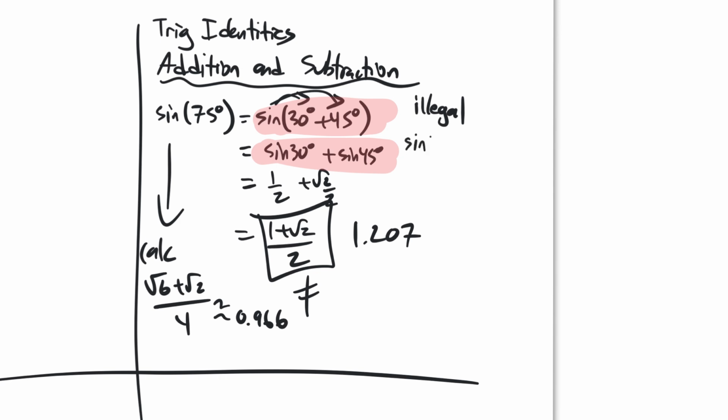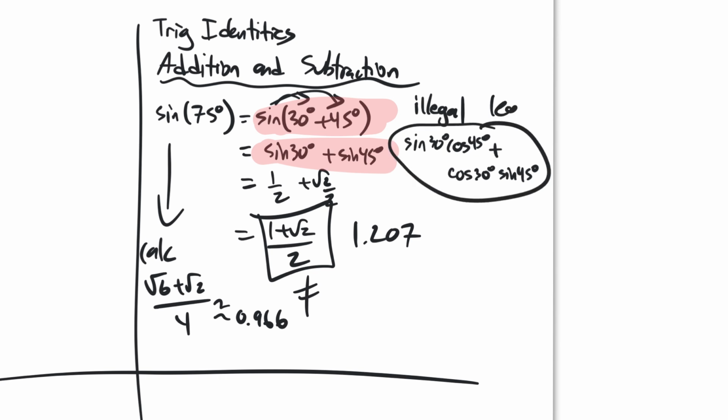Instead, we have to do sine of 30, and then we have to stick a cos of 45 on it. Then we can put a plus, but then the next term is going to be a cos of 30, and then a sine of 45. This is the proper move. Here, this is legal. Unfortunately, though, like we said, this over here is illegal. The legal stuff is right here.